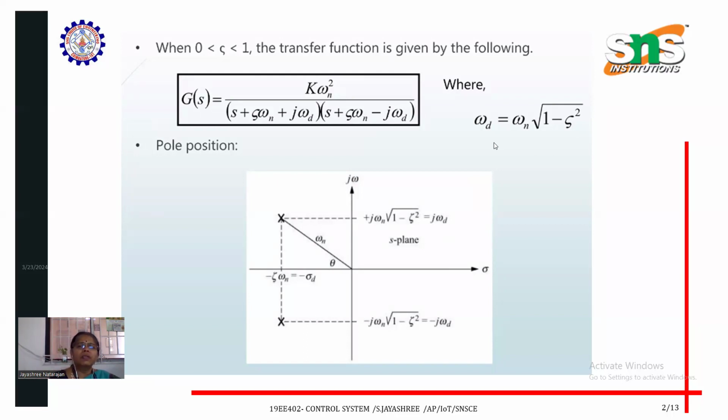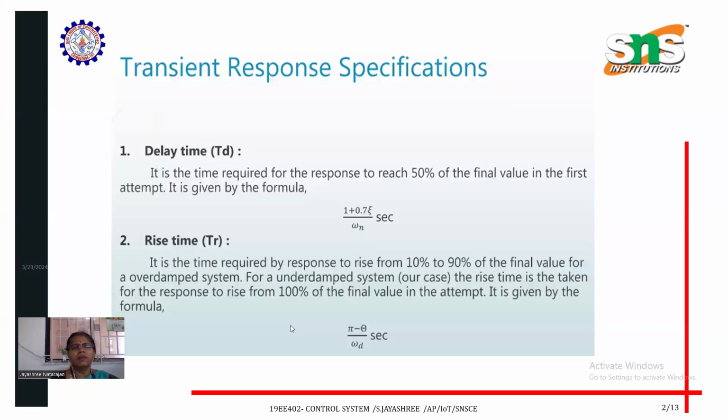There are two roots, minus zeta omega n plus or minus j omega n root of 1 minus zeta squared. They lie in the second quadrant and third quadrant. Plus j omega d is in the second quadrant, minus j omega d is in the third quadrant. Then we look at the time domain specifications.